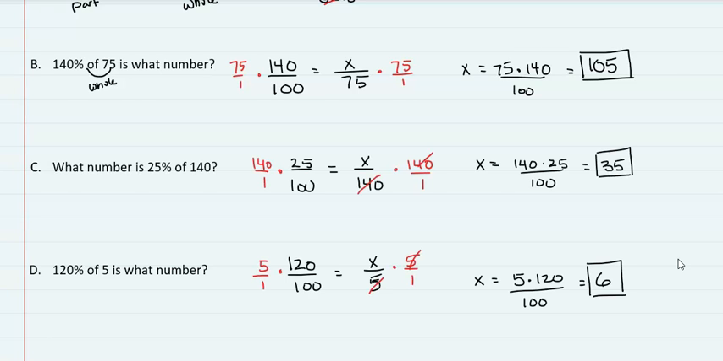So the answers to C and D are here. 25% of 140 is 35. 120% of 5 is 6. So make sure your answers make sense. And you can see how I set them up here.